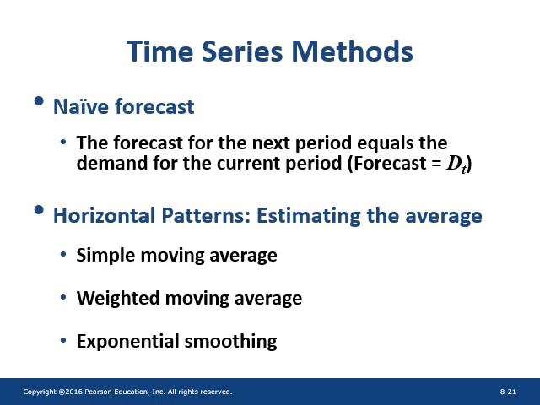Naive has a negative connotation the way that we apply it to people, but here all it really means is it's a simple approach. Naive is a synonym for simple. And so the simplest thing we could do is just say, okay, what happened last time? That's going to be our forecast for this time. We could say that that's a 1 period moving average, if you like. It's a forecast based on the previous period's demand. So that's pretty good.